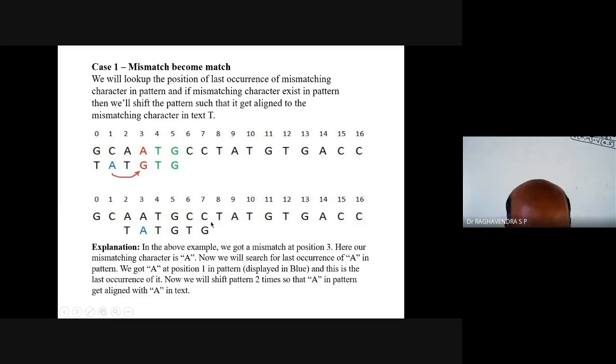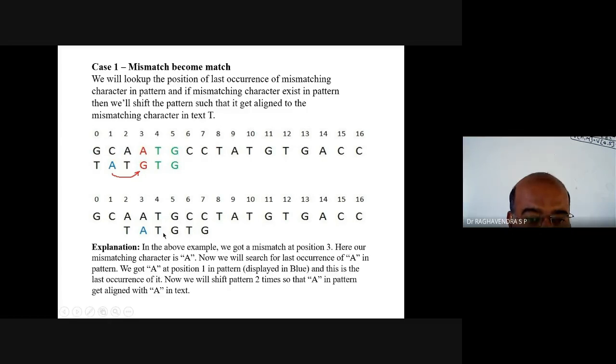So once again, we have to do the same thing. We have to compare G and C. So there is a mismatch. Once again, what we have to do now? We have to find out the occurrence of C here, but C is not at all present here. So once again, we have to go to the second, that is, the T will be compared with the C. Once again, there is a mismatch.